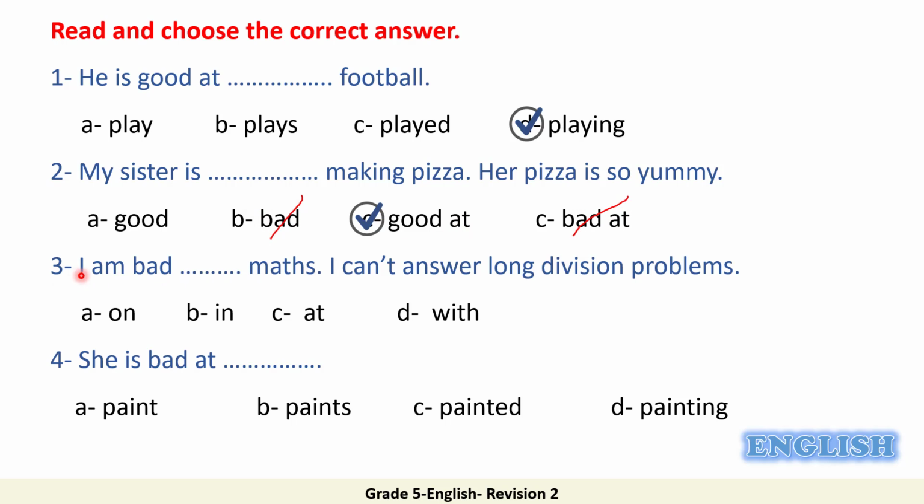Number 3. I am bad blank maths. I can't answer long division problems. On, in, at, with. Excellent. At. Bad at. Number 4. She is bad at blank. Paint, paints, painted, painting. The key is bad at, which is followed by verb plus ing. So we choose painting.